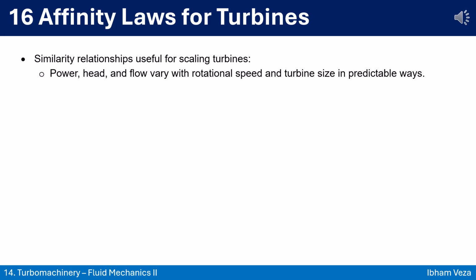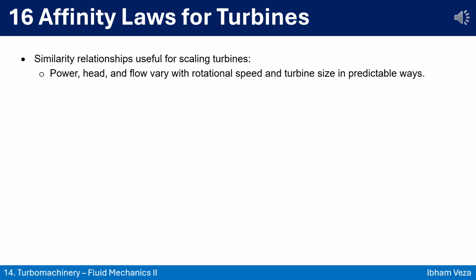16. Affinity laws, the scaling compass for turbines. Picture a single prototype turbine spinning in the lab. Change its speed, swap its runner diameter, or move it to a new site with a different head, and you needn't start from scratch. The affinity laws are the engineer's pocket compass, simple ratios that translate every key performance number from the known to the unknown.